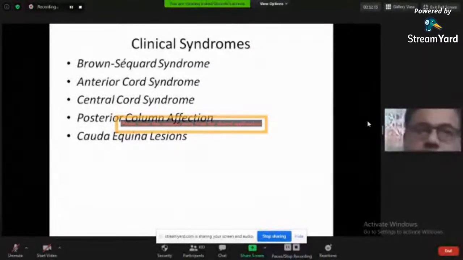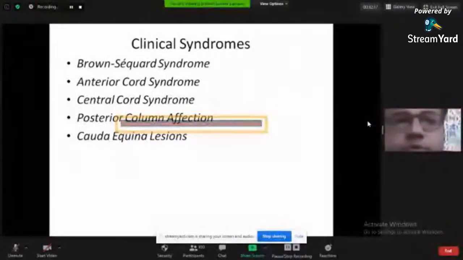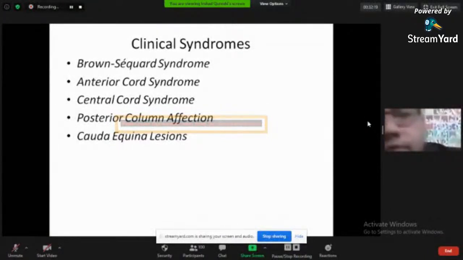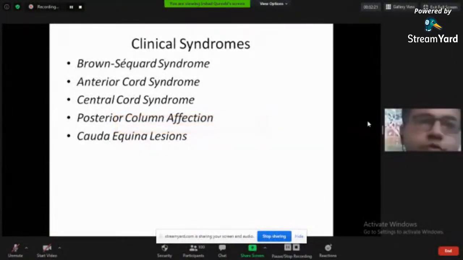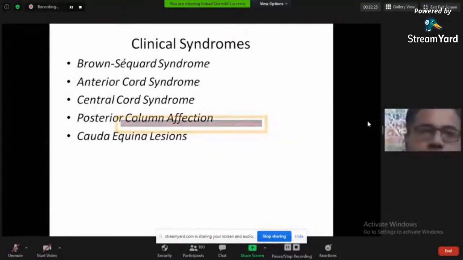I'm not going to talk a lot about these clinical syndromes, as we are all aware of them: Brown-Sequard syndrome, anterior cord syndrome, central cord syndrome, posterior column affection, and cauda equina.